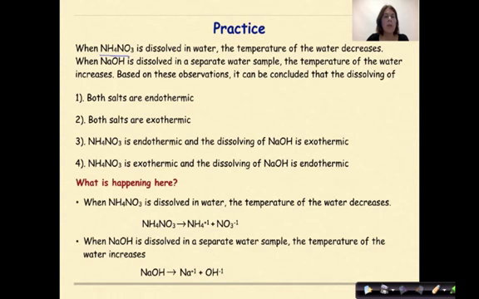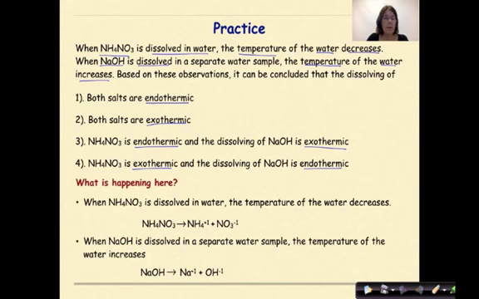Let's look at a practice problem. When ammonium nitrate is dissolved in water, the temperature of the water decreases. When sodium hydroxide is dissolved in a separate water sample, the temperature of the water increases. Based on these observations, it can be concluded that the dissolving of both salts are endothermic, both salts are exothermic, ammonium nitrate is endothermic, and the dissolving of sodium hydroxide is exothermic, or ammonium nitrate is exothermic and the dissolving of sodium hydroxide is endothermic. There's a lot going on in this problem, so let's break it down.